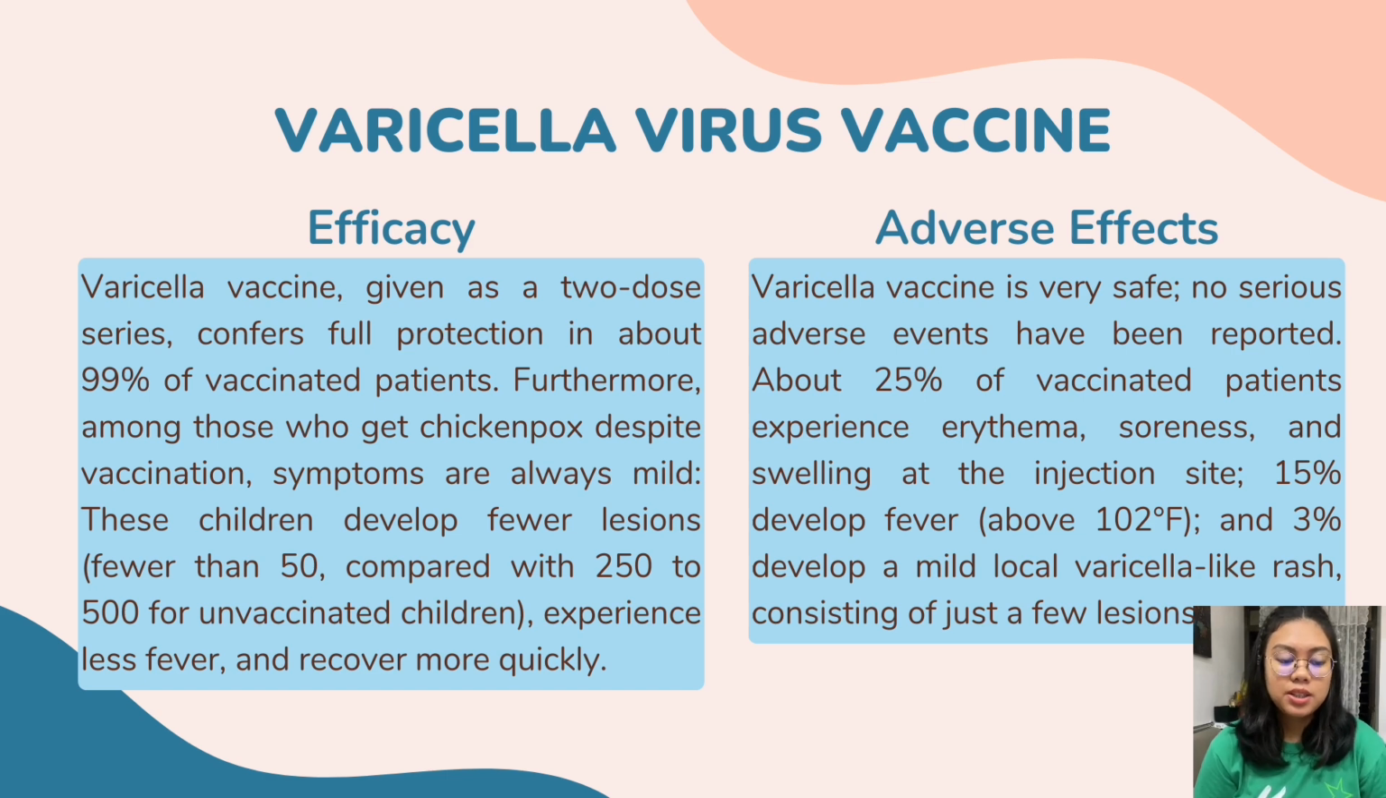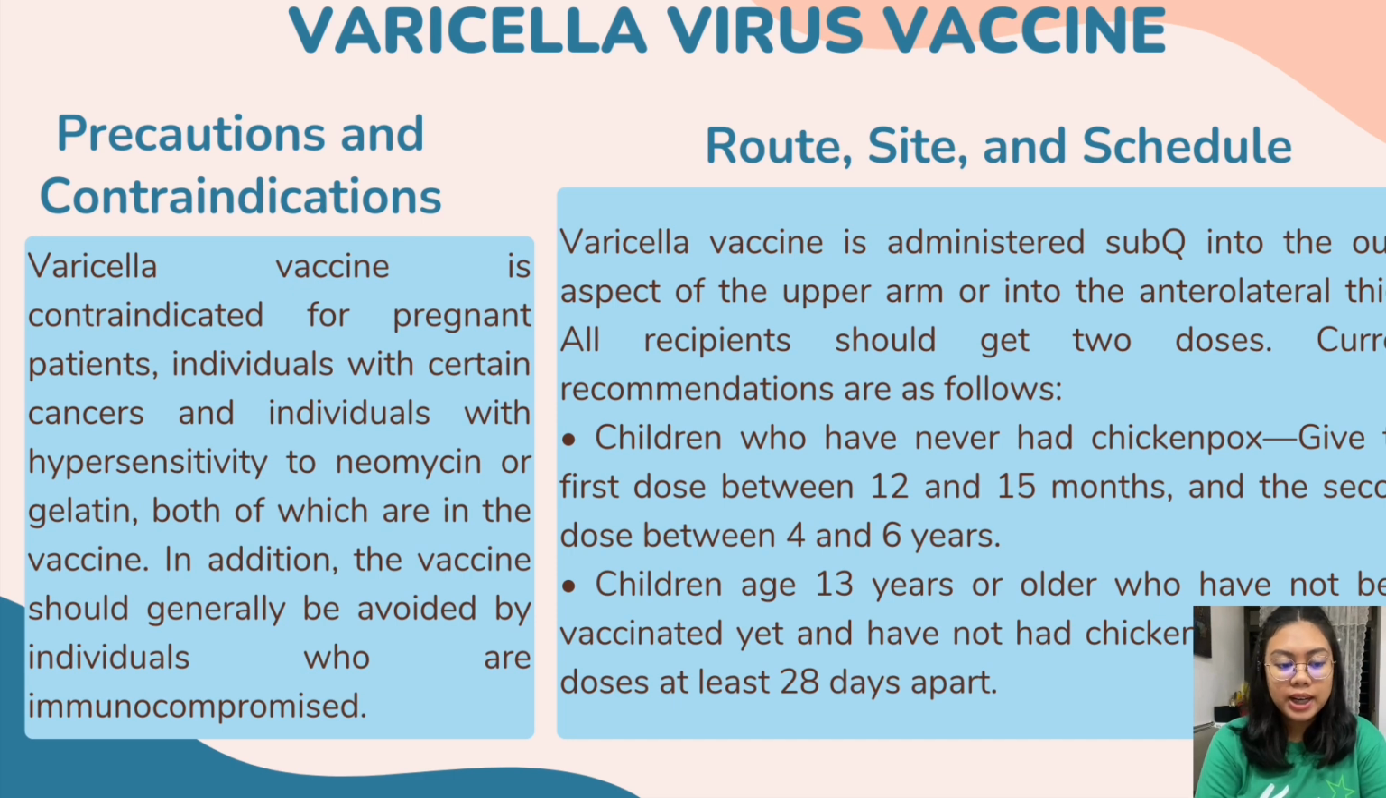Next are precautions and contraindications of Varicella virus vaccine. It is contraindicated for pregnant patients, individuals with certain cancers, and individuals with hypersensitivity to neomycin or gelatin, both of which are in the vaccine. In addition, the vaccine should generally be avoided by individuals who are immunocompromised.